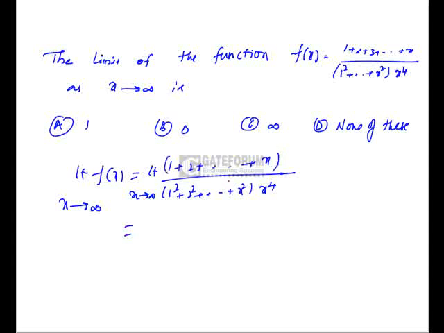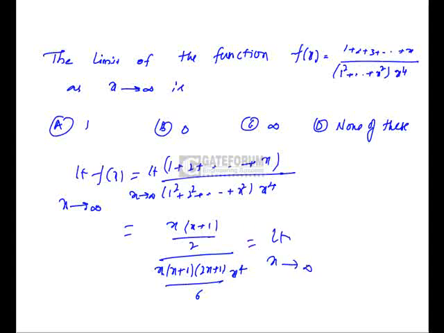We know that 1 plus 2 plus so on up to x is nothing but x into x plus 1 by 2, by, this is nothing but x into x plus 1 into 2x plus 1 by 6, into x to the power of 4, which can be written as limit x tends to infinity 3 by x cube into 2x plus 1.